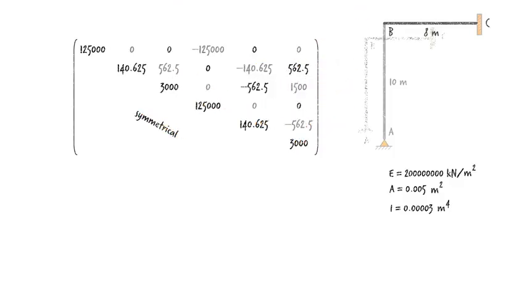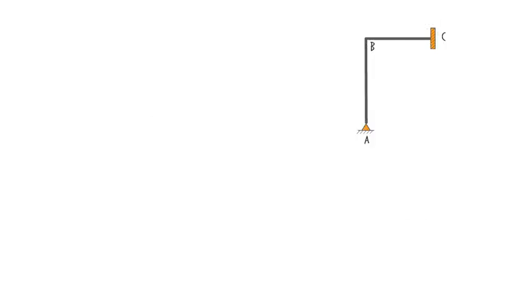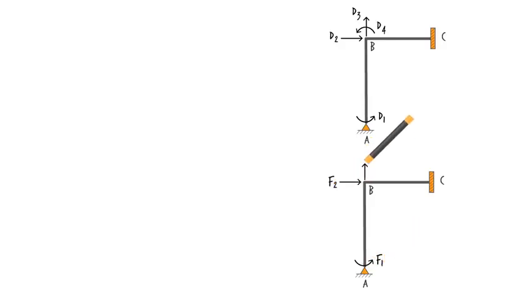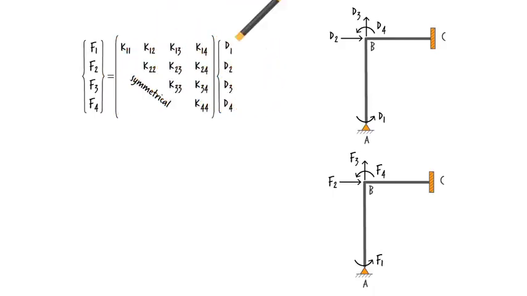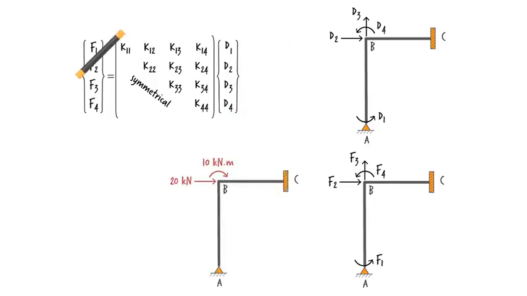Now we are ready to assemble the system stiffness matrix. The frame has 4 degrees of freedom. There is a rotation at joint A, a horizontal displacement at B, a vertical displacement at B, and a rotation at B. We label them D1 through D4. There is also a corresponding force vector. We label the forces F1 through F4. The relationship between the force vector and the displacement vector can be written this way. The force vector is that of applied joint loads. In this case, there are only 2 non-zero forces.